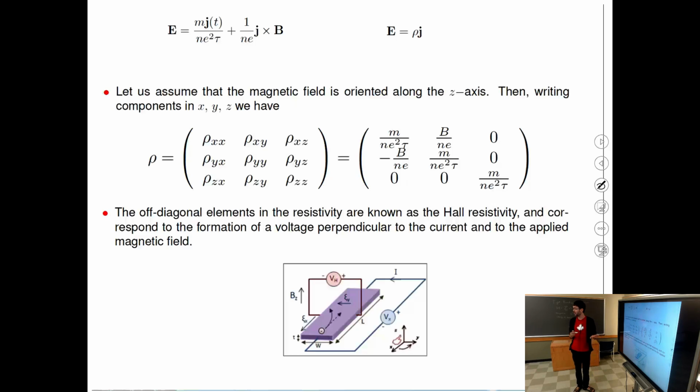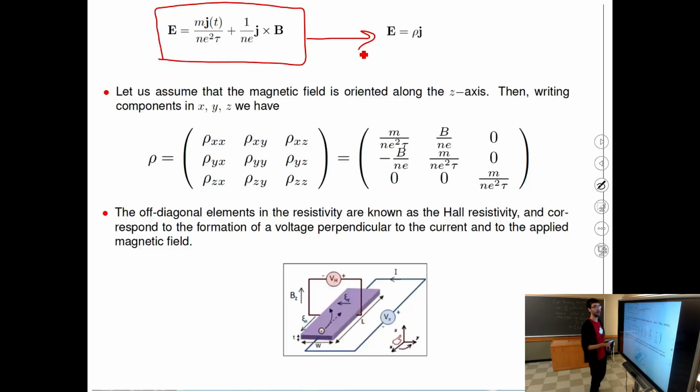Let's just stick with the math, and then we will discuss what it means. If we take this equation and try to write it in terms of this matrix, so we have to open up this cross product here, we will see that the matrix should look like this.